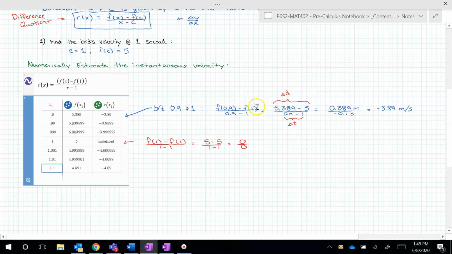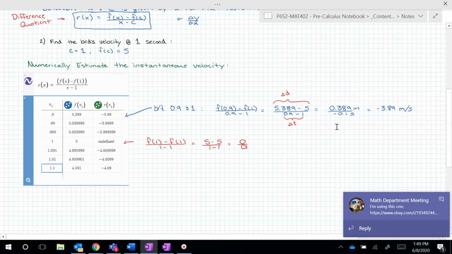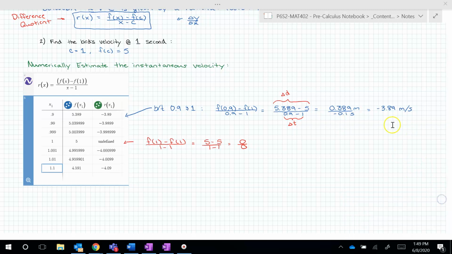What's the y value at 1 second? 5 meters. In between there, it went down 0.389 meters in a tenth of a second. The way my math comes out, it has negative time and this positive distance, but the rate of change is going to come out the same no matter what, right? Going to this, negative 3.89 meters per second is that speed from 9/10 of a second to 1 second, right? And I can do the same thing for each of these algebraically, like actually doing the math.